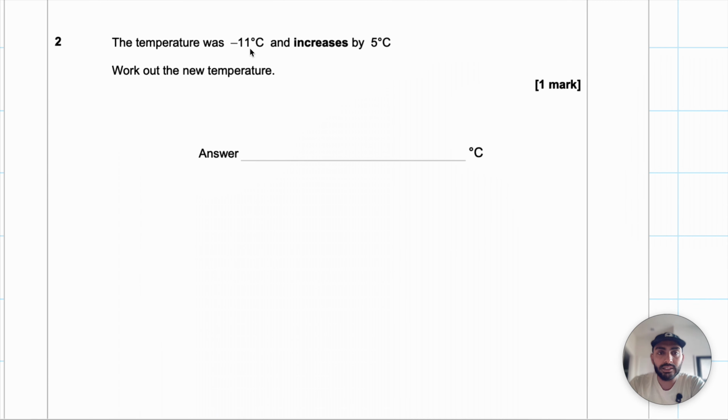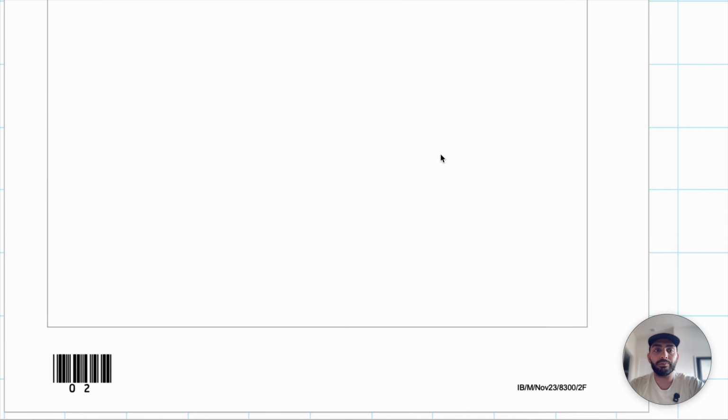The temperature was negative 11 and increases by 5 degrees. We're starting at negative 11 and we're adding 5. You can use a calculator for this, but it would be negative 6.